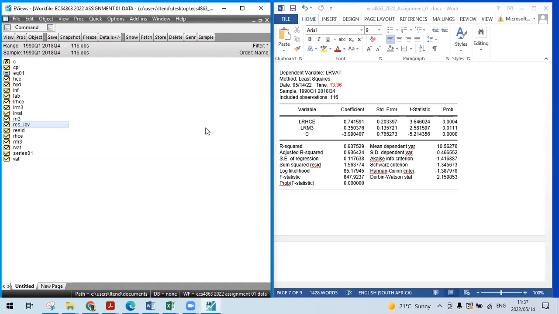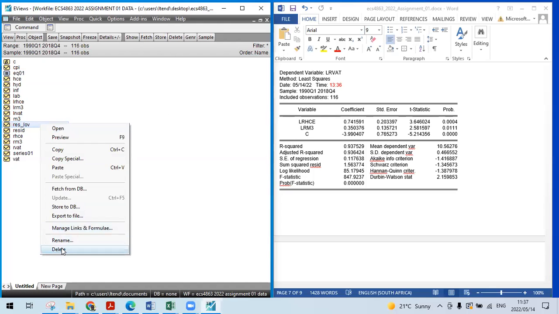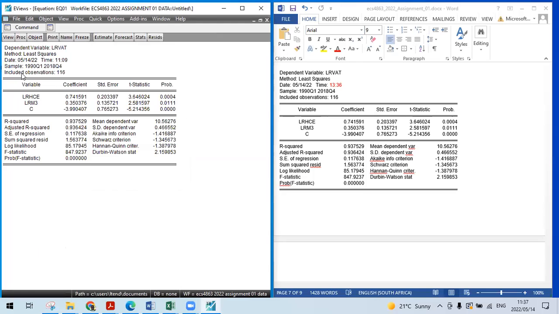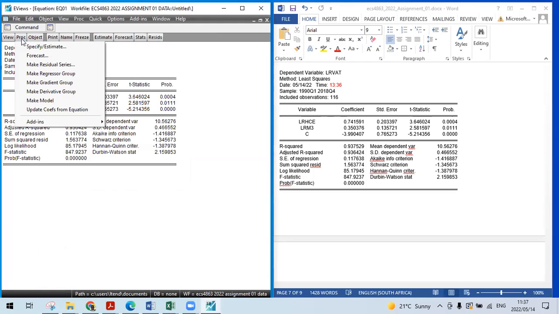Sorry, can you please redo those steps with the residual again from the equation? Okay. The first thing, we open the equation. Then you go to Proc. What are we trying to process? Make a residual series.